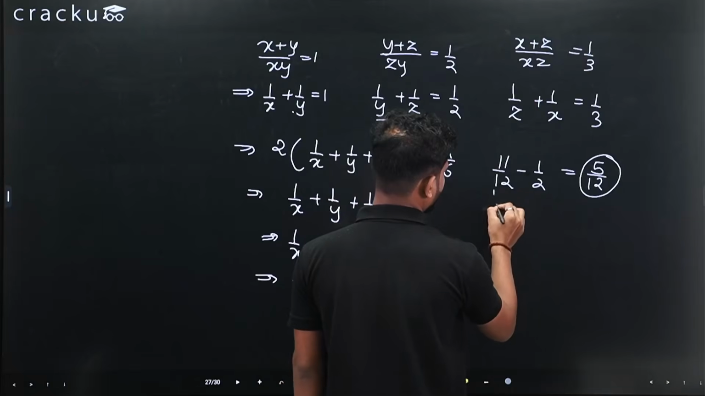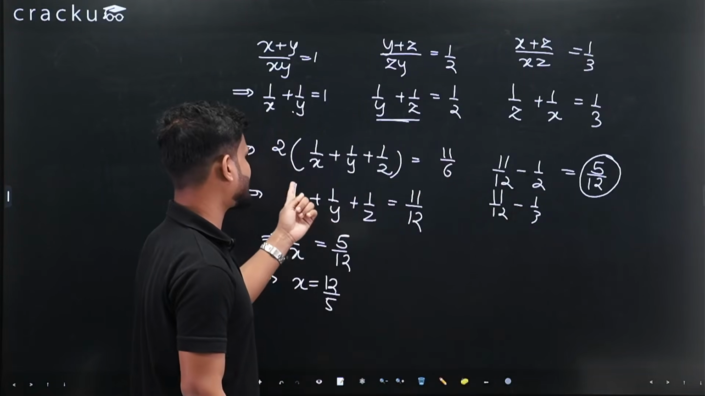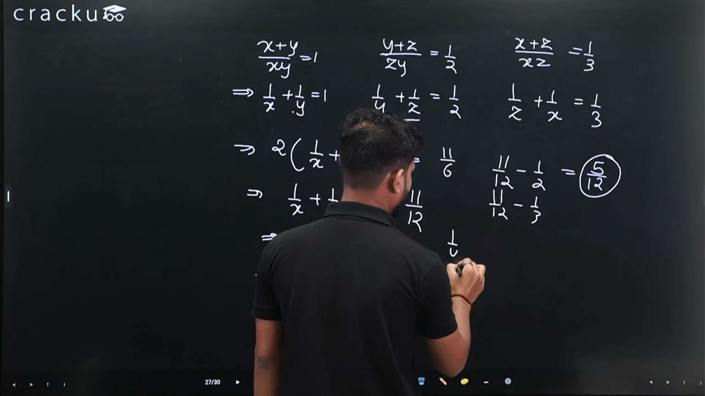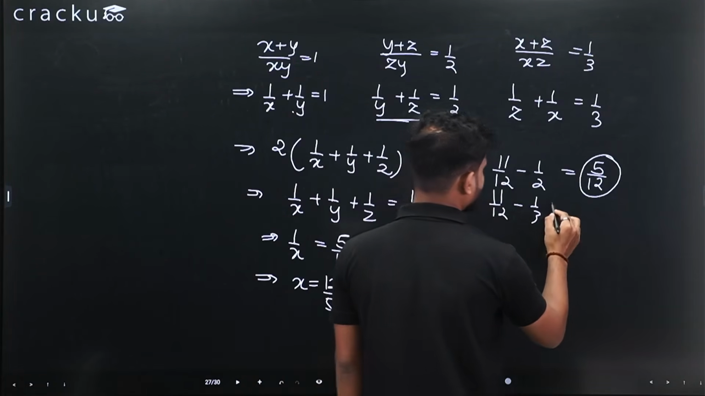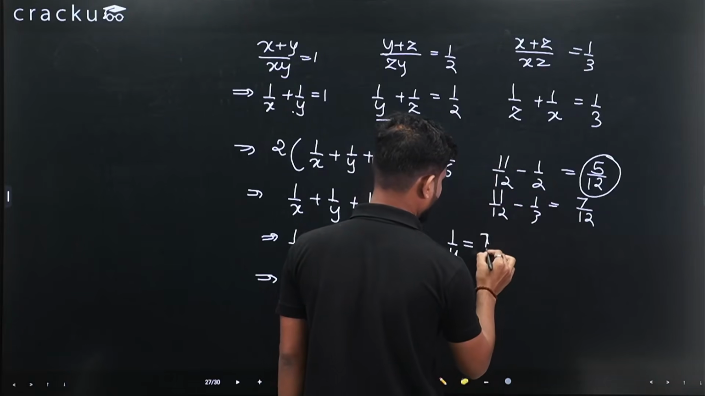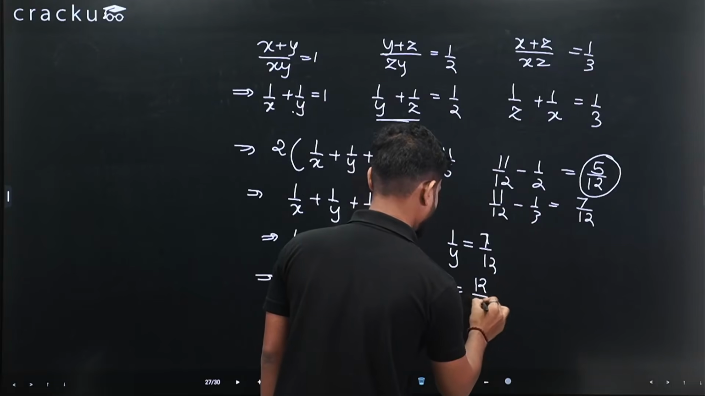From this one, subtract 1 by 3. So 11 by 12 minus 1 by 3. So what will get cancelled? 1 by x and 1 by z. You will get 1 by y. 1 by y will be equal to what? This is nothing but 7 by 12, or 7 upon 12. From here y you will get 12 by 7.